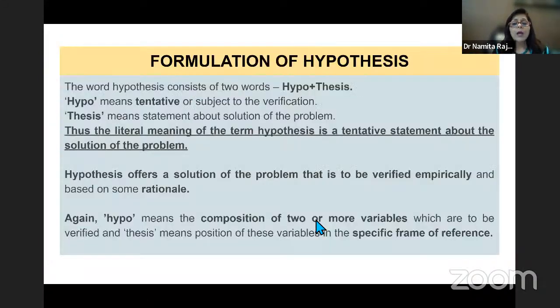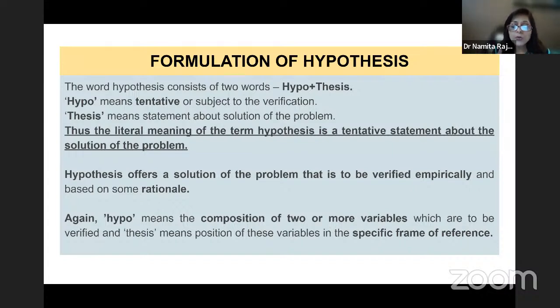So, now moving on to the formulation of hypothesis. The word hypothesis consists of two words, hypo and thesis. Hypo means tentative, which is subject to verification, which is subject to change. And thesis means a statement about the solution of a problem. Thus, the literal meaning of the term hypothesis is a tentative statement about the solution of the problem.